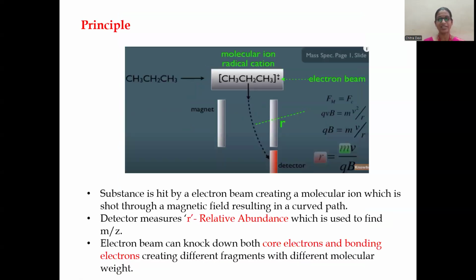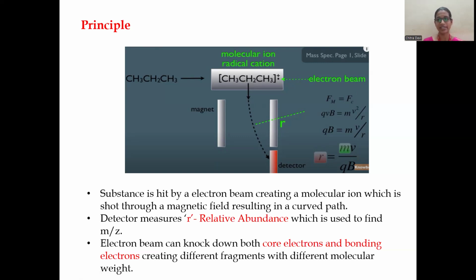Here the basic thing is the substance will be hit by an electron beam. Then it will produce molecular ions. While we are applying a magnetic field, these molecular ions are accelerated and will reach the detector at different time intervals by different curved paths. So in this diagram, you can see Fm is equal to Fc. That is, the magnetic force is equal to the centripetal force.